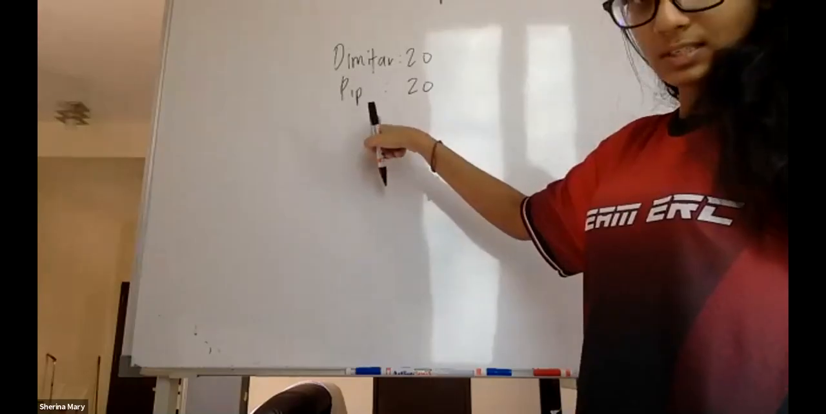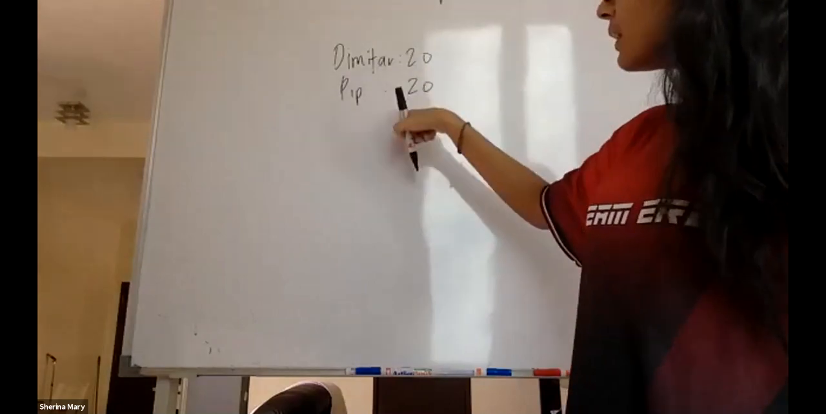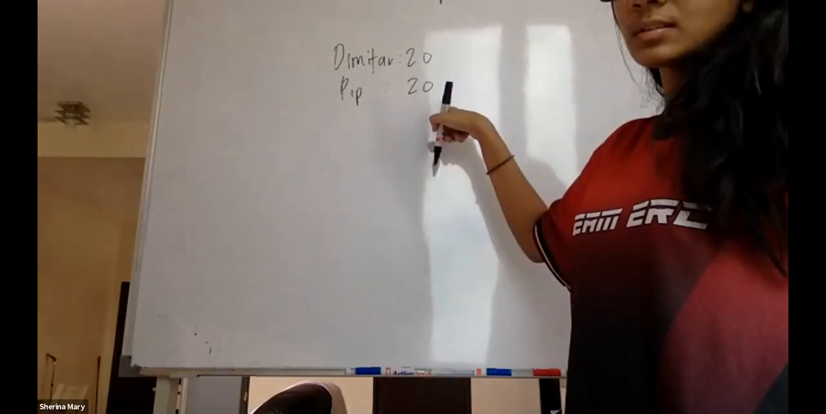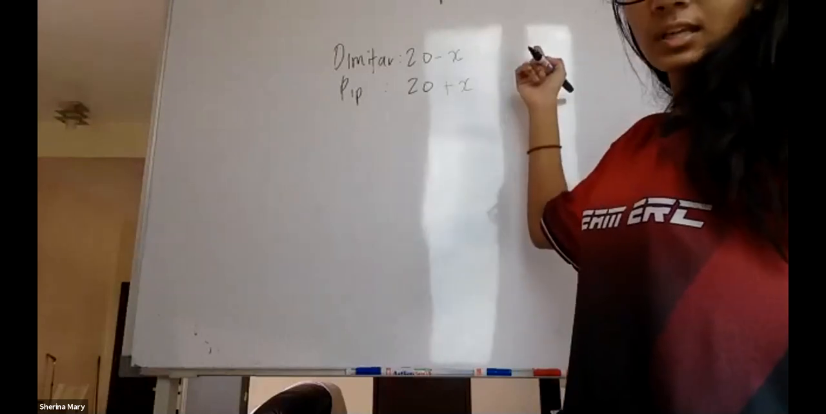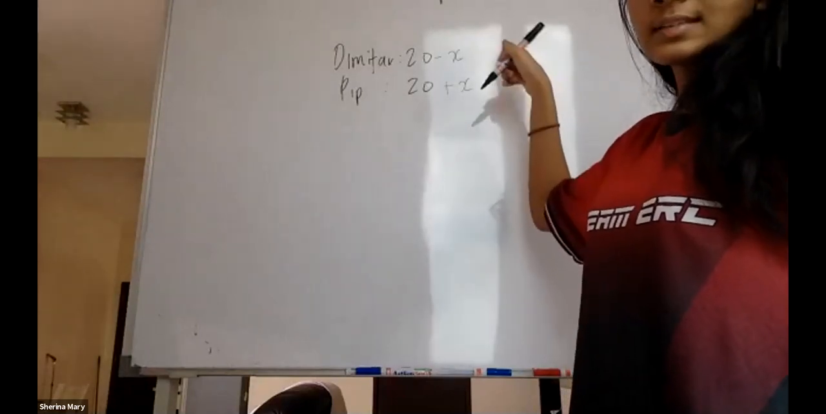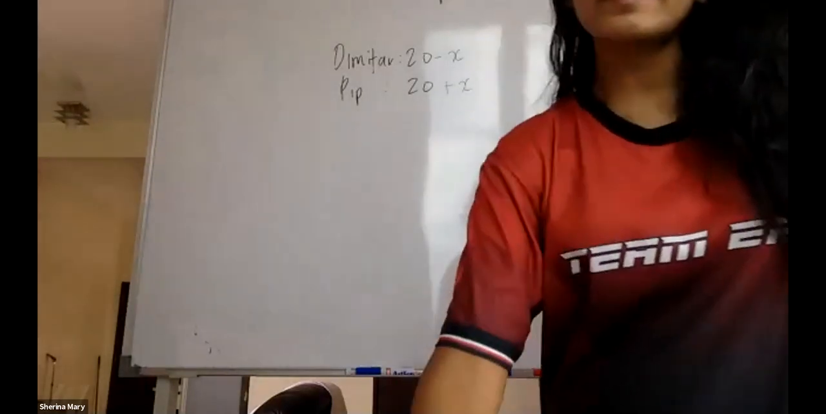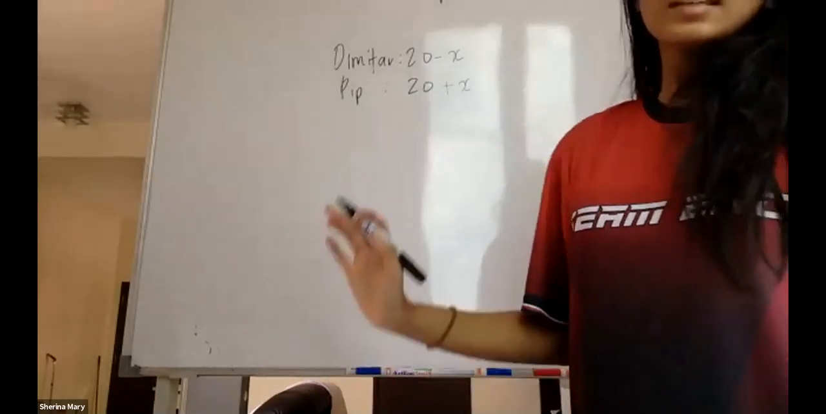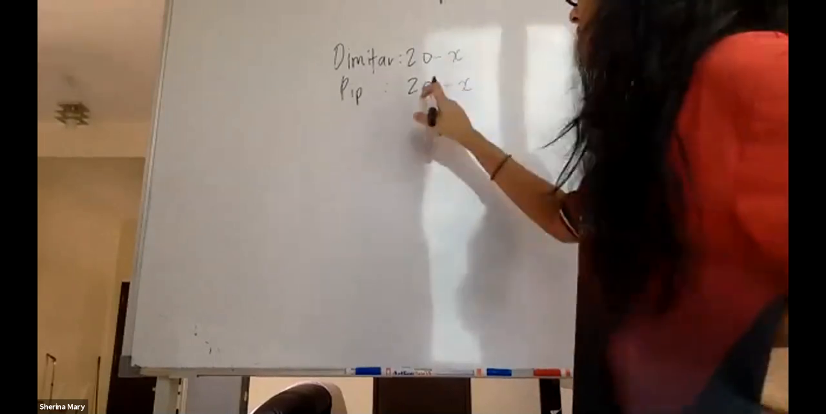No, Dimitar has 20. Pip also has 20. Now Dimitar gives Pip X sweets. So Pip will have how much now? Pip will receive the sweets, 20 plus X. Dimitar will be 20 minus X because he gives Pip X, so he has X less. Correct? Everyone following? Okay, and then it says Dimitar then eats 5 of his sweets.